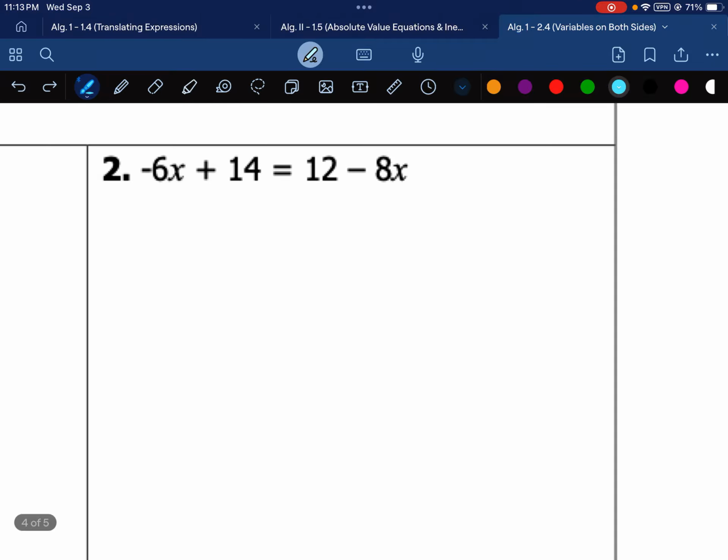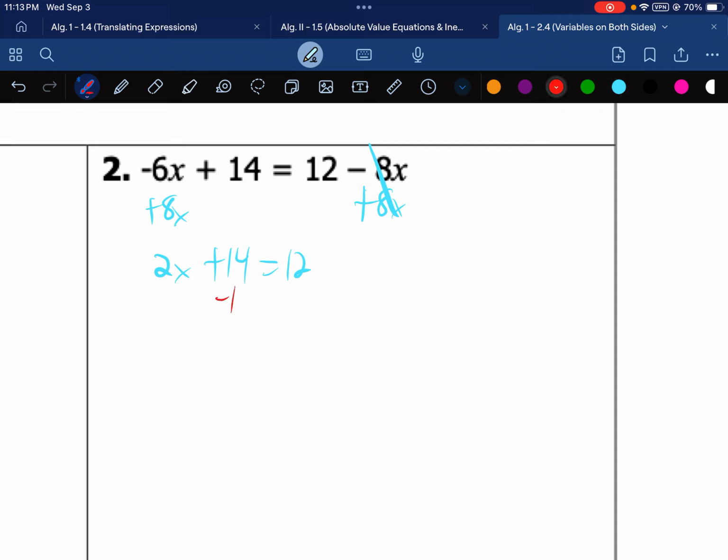Number 2 here, as once again I have variables and numbers on each side, I'm going to want to move my variables together on the same side, either both on the left or both on the right. And so personally, between negative 6 and negative 8, I'm like, oh, negative 8 is smaller. So I'm going to add 8x to both sides. And we get 2x, there is my positive variable like I talked about, plus 14 equals 12.